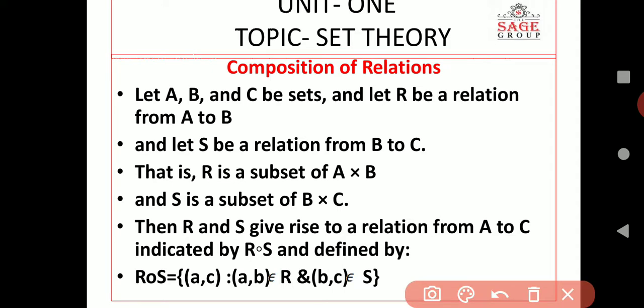Mathematically, R o S is equal to {(a, c) such that (a, b) belongs to R and (b, c) belongs to S}. So this is composition of relation.